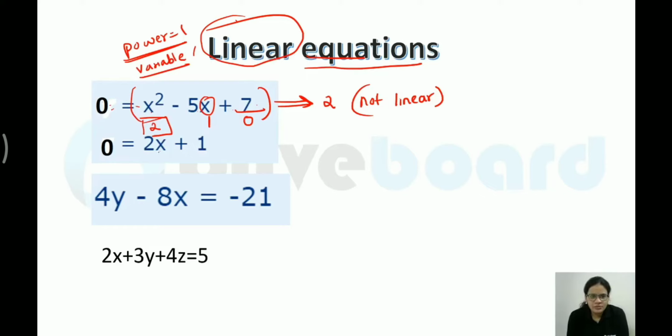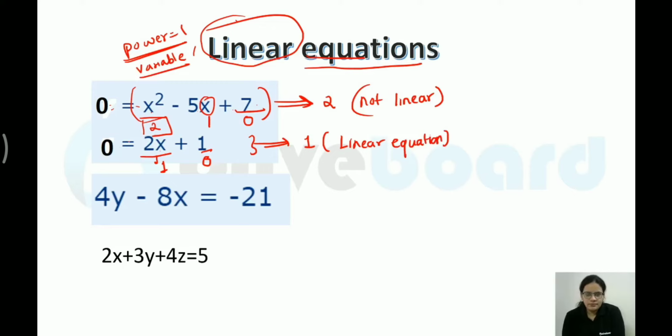Now if you observe here, this term has a power of 1, this has 0. What is the maximum power here? 1 is the maximum power, so it is a linear equation. Why linear? Because the maximum power is 1. I think it is clear.